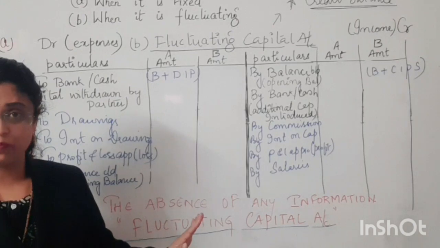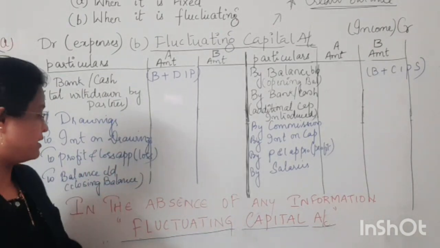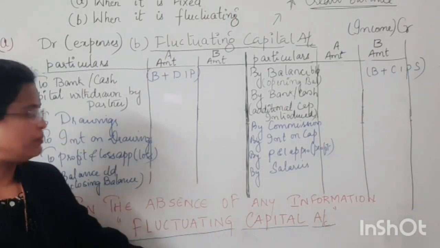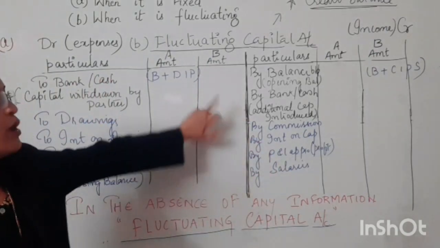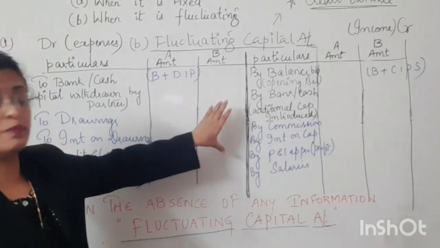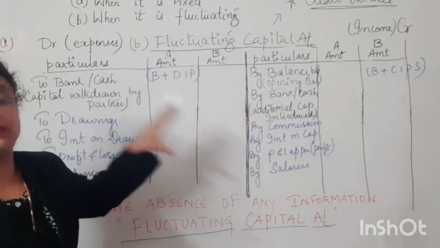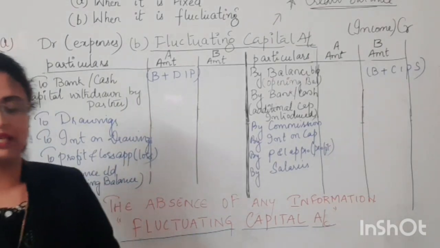If nothing as such is mentioned, which type? In such a situation, it's an understood concept that we will be making the fluctuating partners capital account. This format we will be using when nothing is mentioned in the question regarding the use of which type of partners capital account. I hope the format is clear to you.